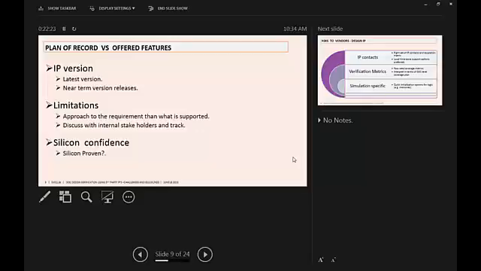For example, a feature enablement comes only in the latest version. If you don't know that, you will keep on working and finally find out that the feature is not supported in that version. It's equally important that you know the near-term version release. Right? The limitations. When the IP comes, he would have already documented some of them.